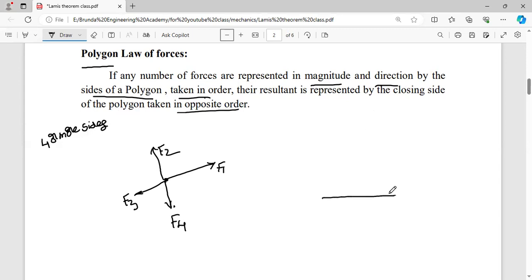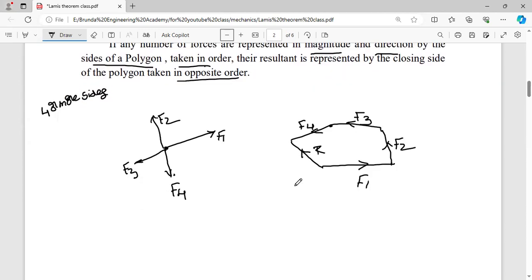Suppose for this type of case, the F1 force will be acting like this, and F2 here, F3 here, and here F4. These are the four sides of the polygon. Then the resultant will be the closing side of the polygon taken in opposite order. Opposite order means opposite direction. Okay, this is about the polygon law of forces.